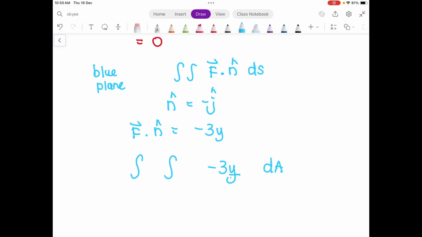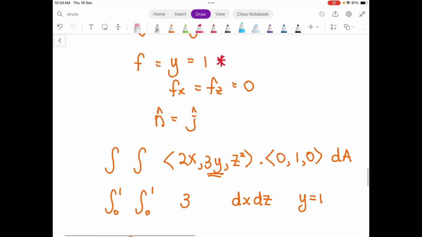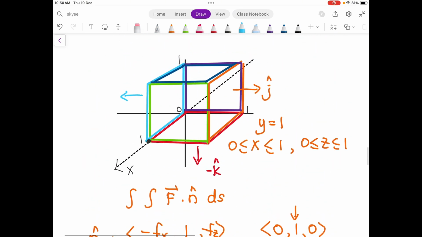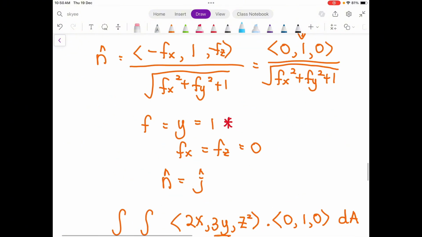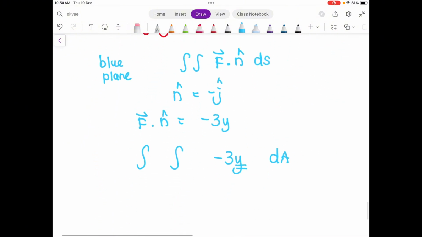Okay, so you need to replace the y value. So you look at the blue plane. What is the y value? For the blue plane, the y value is equal to 0, right? And the x, they're all in the range 0 to 1, and the z also. Since this one is 0, you don't need to do it. This one is 0, so the answer is 0 for the blue plane.